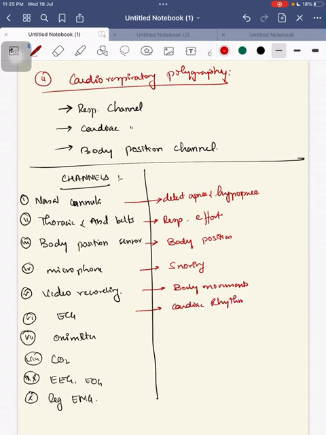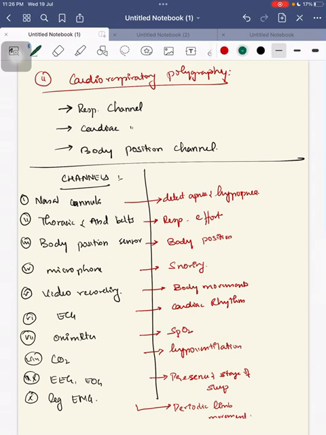ECG for the cardiac rhythm. Oximeter to detect the saturation. Carbon dioxide to detect the hypoventilation. It is capnography. EEG and EOG to detect the presence of sleep and the stage of sleep. Leg EMG to know the periodic limb movement.